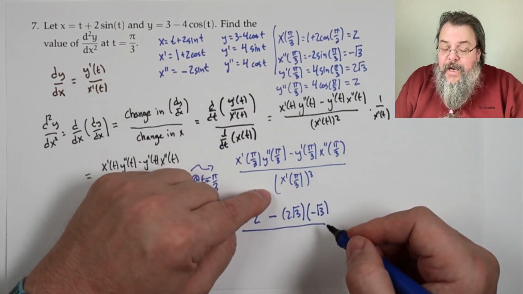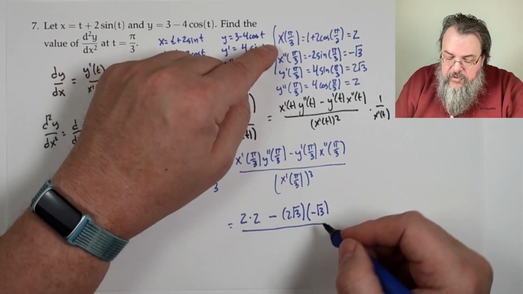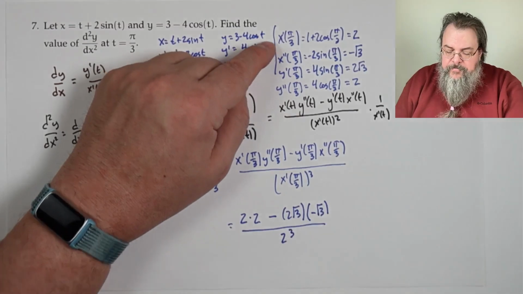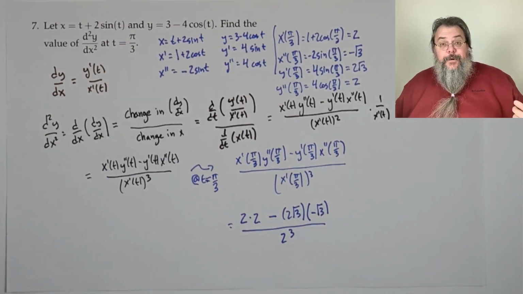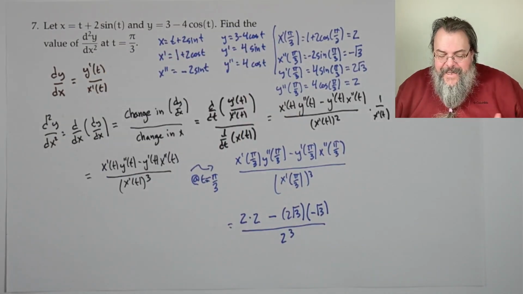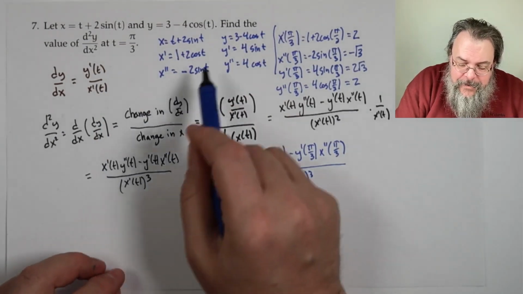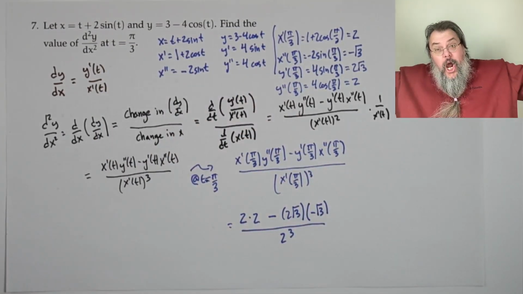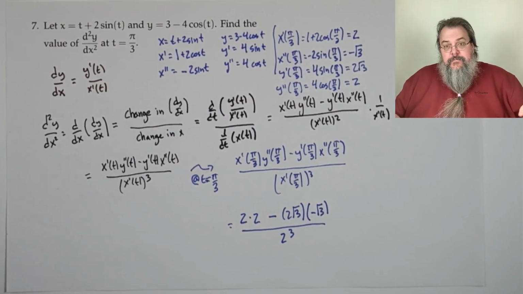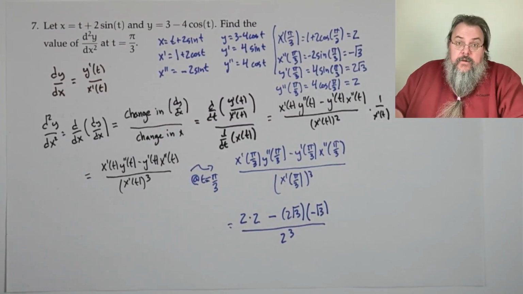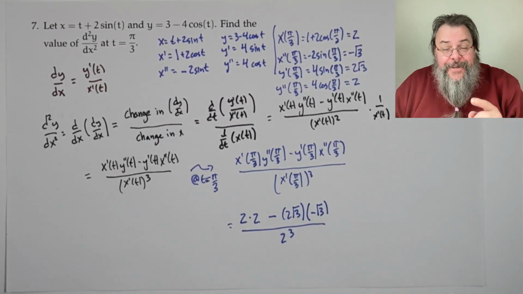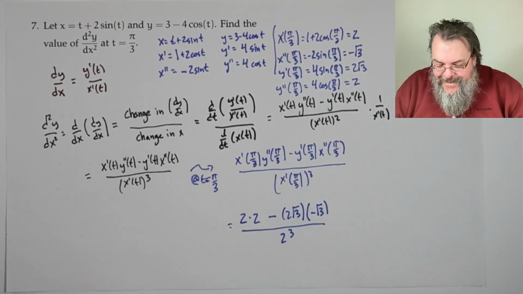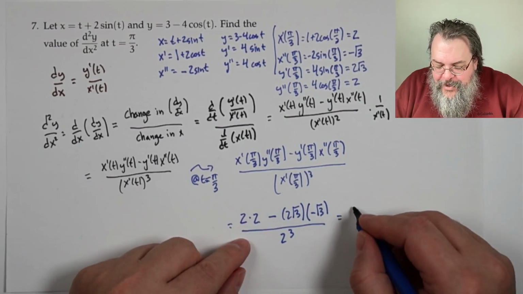Downstairs, x prime of pi over 3 is 2 cubed. And now you're like, wow, that's not so bad. Imagine if we had substituted all these terms in. It's huge. But now it's like, I can do that, because you can and you will. All right. Well, we'll do it together.